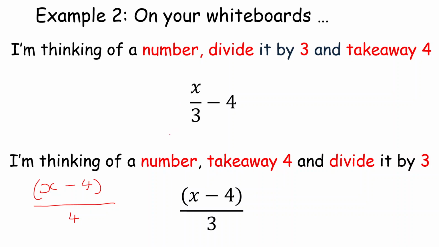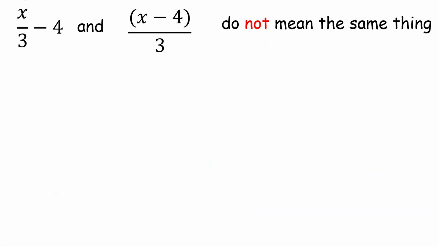So again, the way in which we write things here with these slight changes, and this is only 2-step. Imagine when you've got 3 steps going on, or 4 steps. Yeah, this is important. So x over 3 take away 4 and bracket x take away 4 over 3 do not mean the same thing.